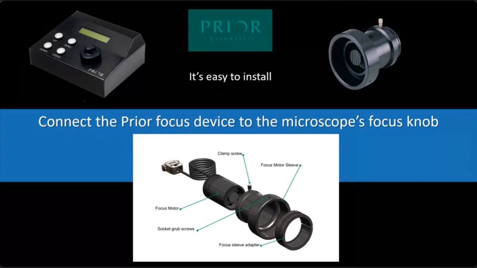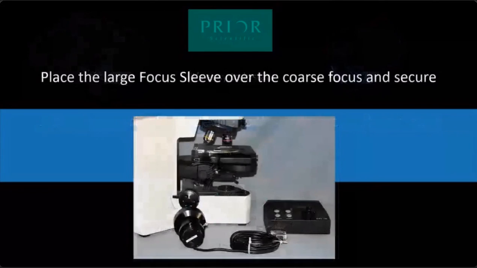There are a bunch of different sizes available. All you do is you tell us which microscope you have, and we send you the appropriate sleeve. You simply take the socket screw and tighten the device over your coarse focus knob, and then the motor focus slides in and attaches to the fine focus knob. So it's really simple to attach. It takes less than a minute, really.